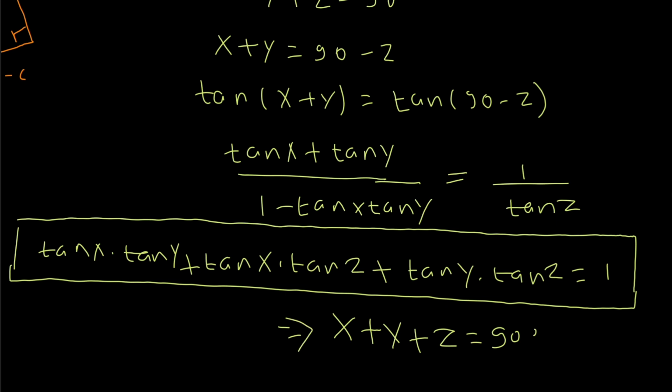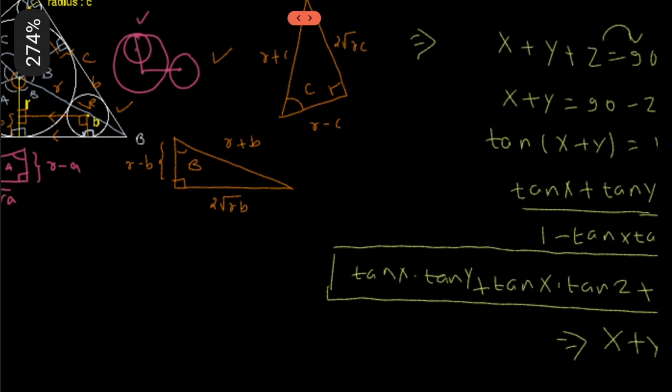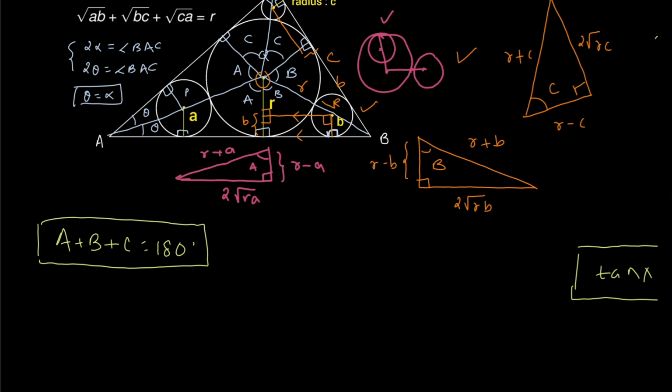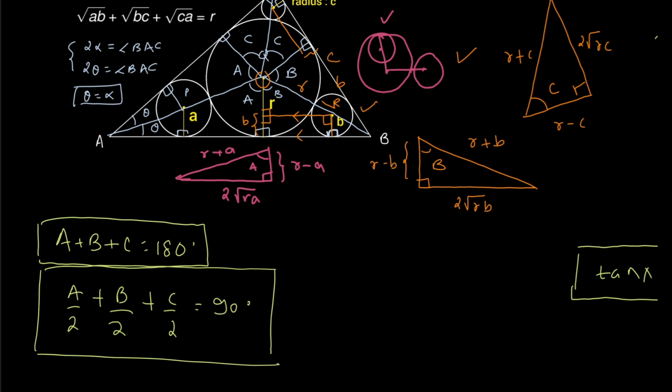Now you might have guessed that we are going to use the same thing over here, but there is a problem. We don't have any relation between angles that gives us 90 degrees, but we have this thing, a plus b plus c equals 180 degrees. I can simply divide both of the sides by 2, so I will get a upon 2 plus b upon 2 plus c upon 2 equals 90 degrees. Okay, so here we have got the relation that the addition of three angles equals 90 degrees, but the angles here formed are a upon 2, b upon 2 and c upon 2.